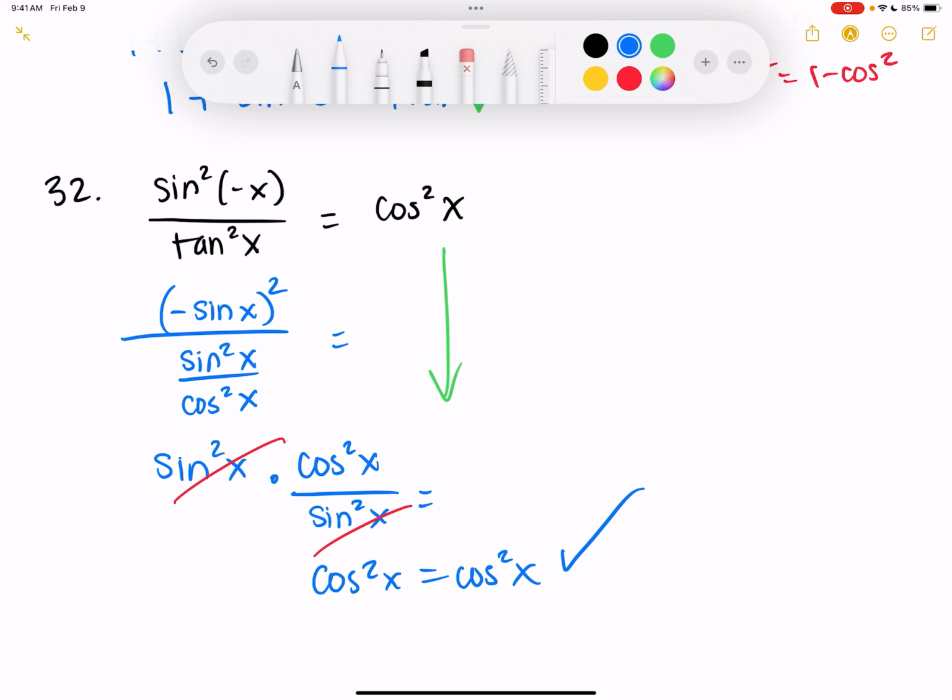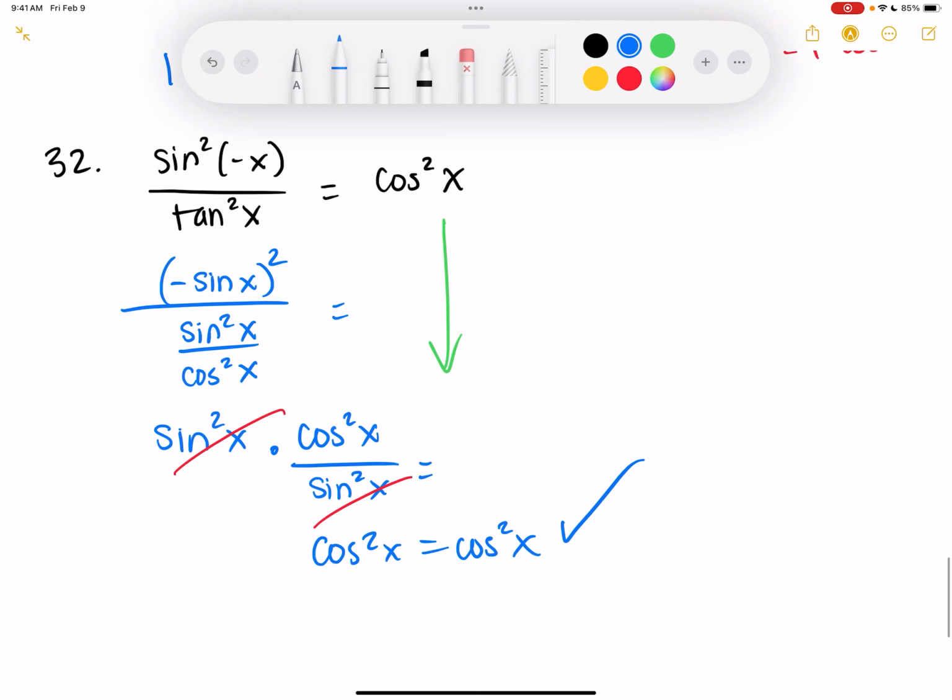Alright, try this last one on your own, and then we'll go over it, and then we'll be done, because this is a much harder one. See if you can do it.